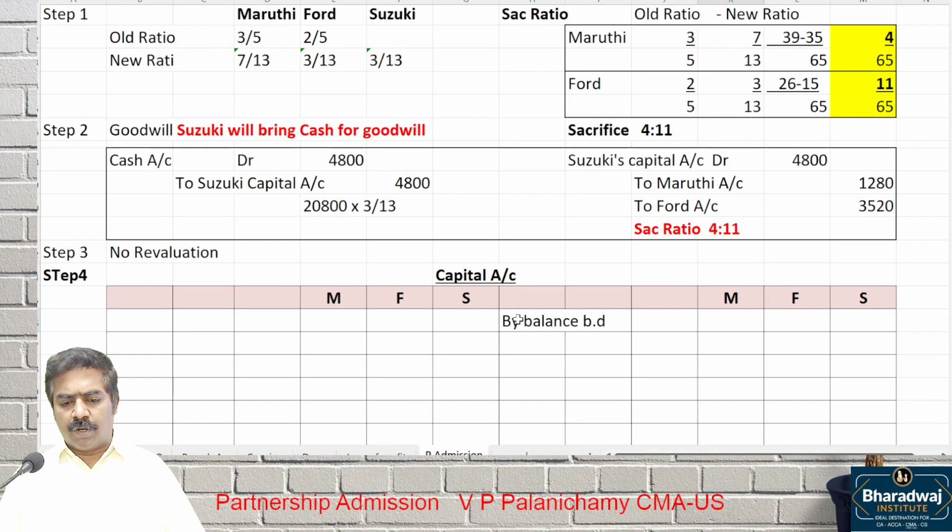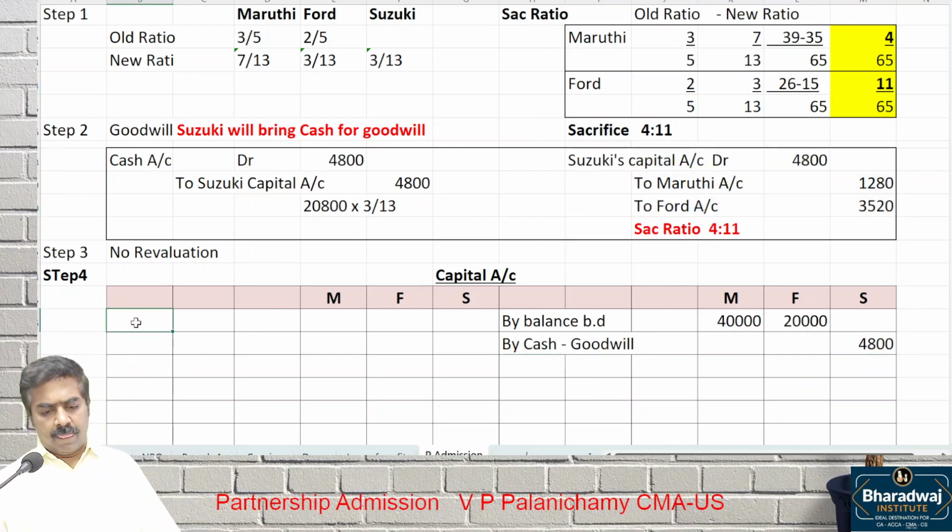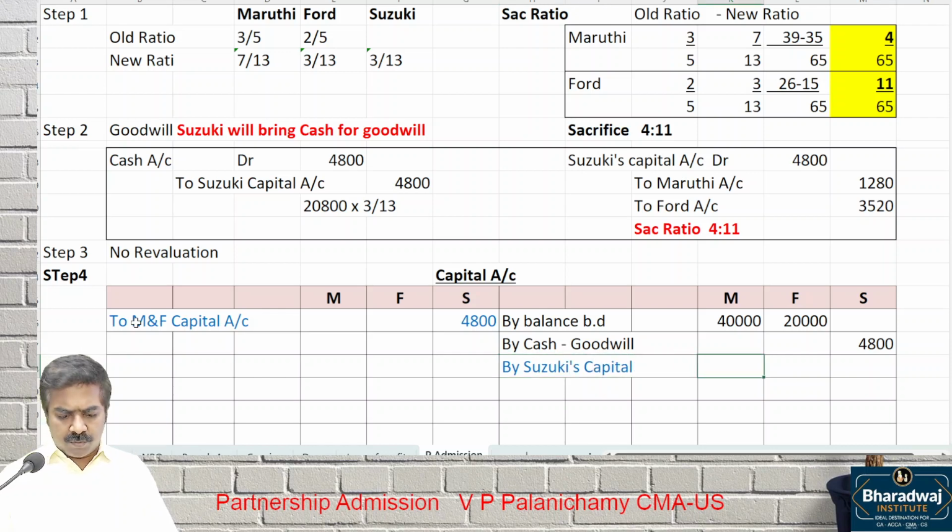What is the opening balance of Maruti and Ford? By general reserve, it will be transferred in old ratio, or by cash brought in for goodwill. You can record that. Same order we will maintain for all questions. What is the cash brought in for goodwill? 4,800. How will this be adjusted? To Maruti and Ford capital. In Suzuki's column, 4,800. Here by Suzuki's capital. Goodwill adjustment, how much? 1280, 3520.